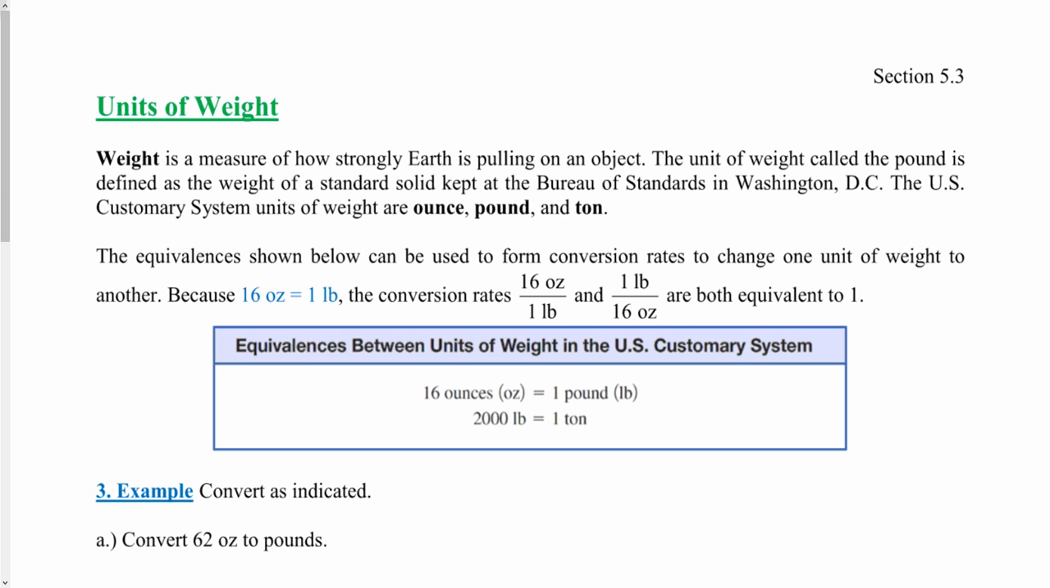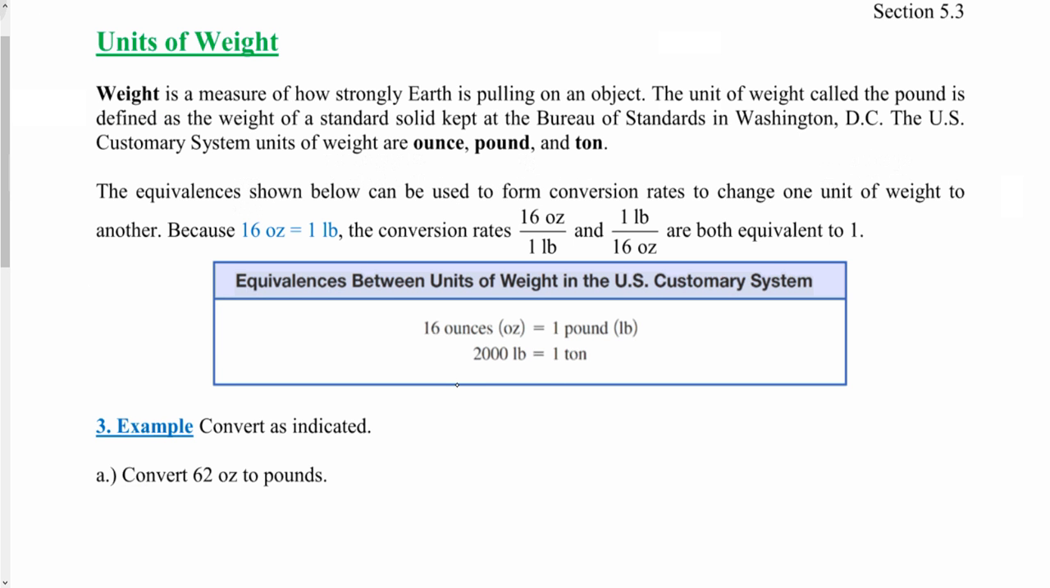Next in the United States, our common units of weight are ounces and pounds and tons. Okay, so small things like food, oftentimes we use ounces. Things you can hold in your hand very easily, you would use ounces. If you have to feel like you're lifting them, then you would use pounds. And then anything too heavy to lift, you might be using tons. Now these are units that you should definitely memorize if you don't know them. 16 ounces in 1 pound and 2,000 pounds in 1 ton.